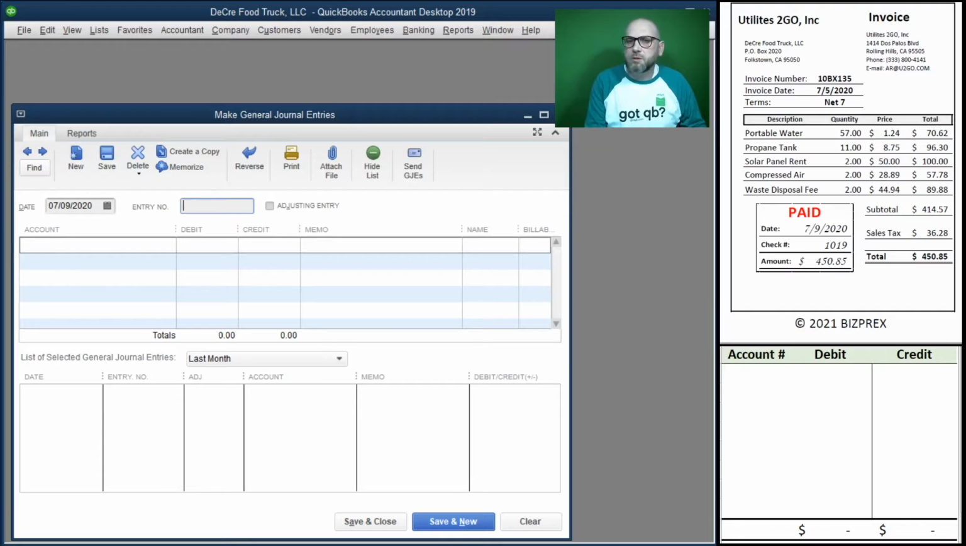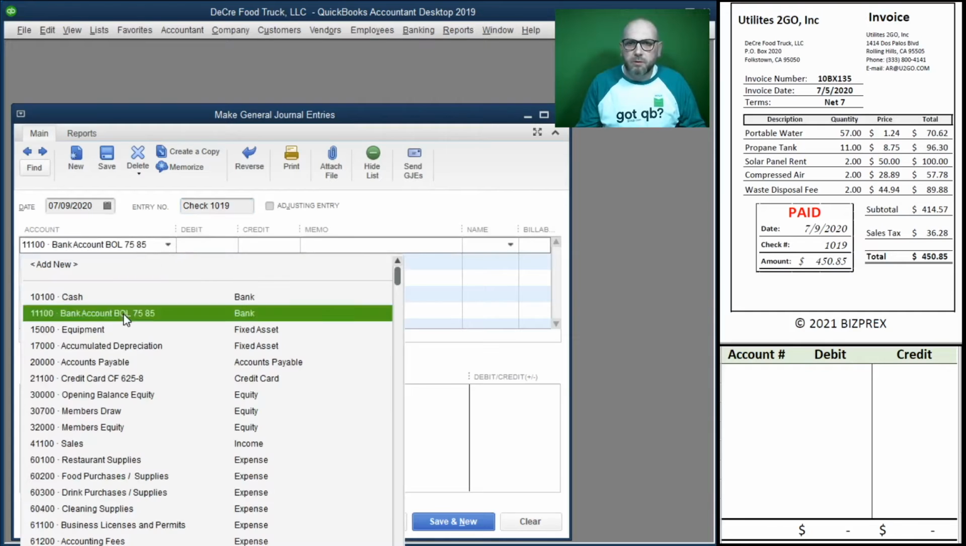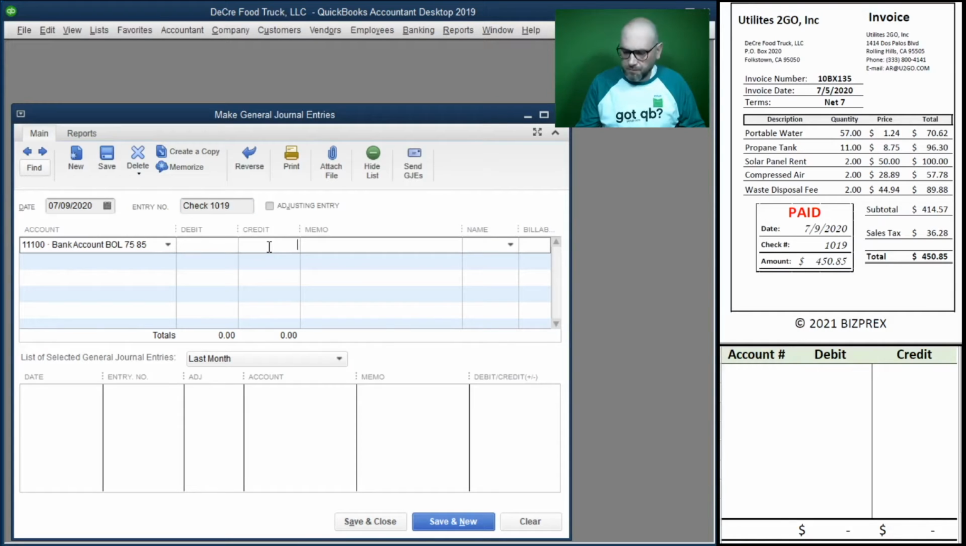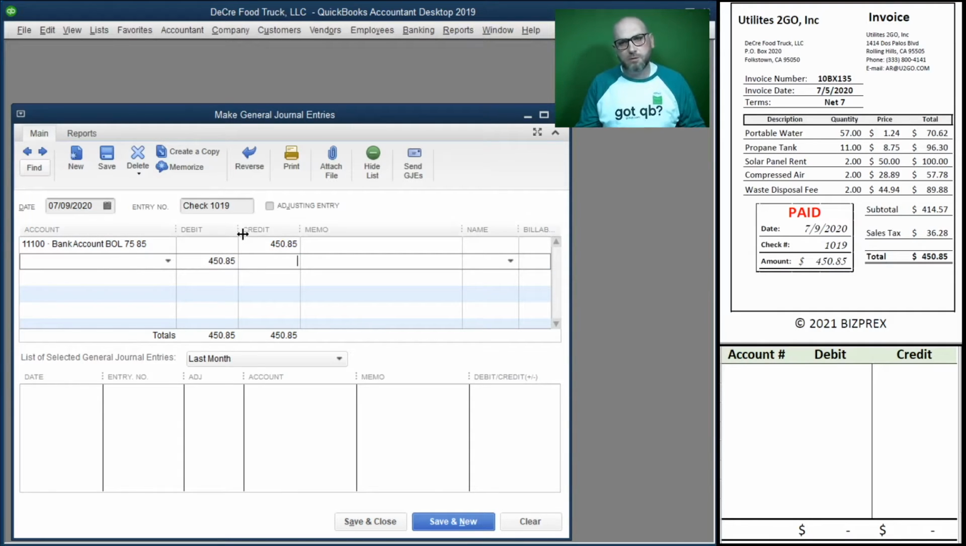Oh, in this case, it's a check. So we're going to enter check number. Again, in this case, it's our bank account. It's going down, and by now we know that bank account is an asset, and it's reduced by credits, and it's right here.